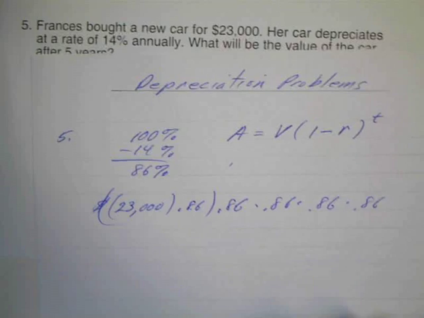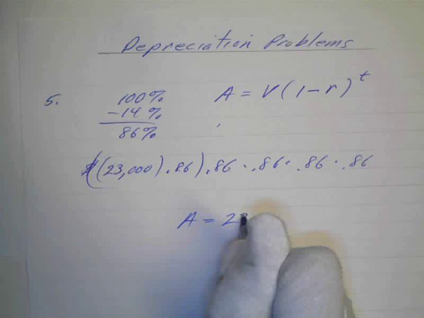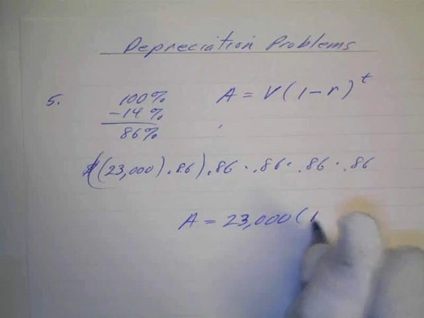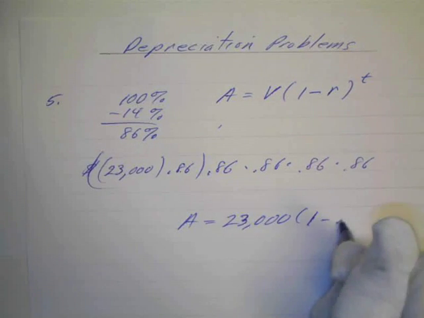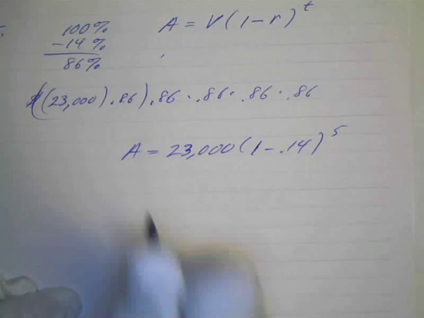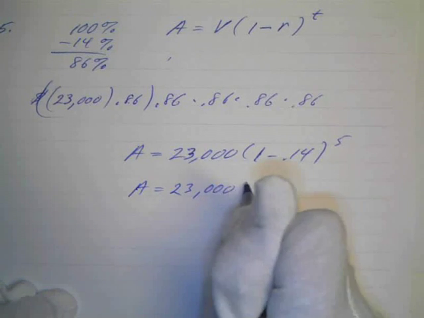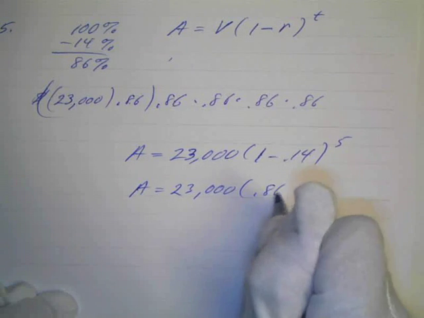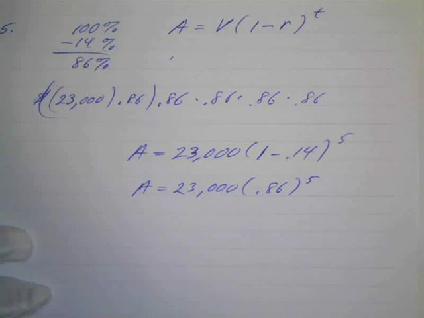So if we use this formula I gave you here, the amount equals the value, which is 23,000, times 1 minus r, and r is 14%, which is 0.14, and t is 5. Then we can simplify this. 1 minus 0.14 is 0.86 to the 5th, and that's all you have to do. Okay? So we can put that in our calculator.